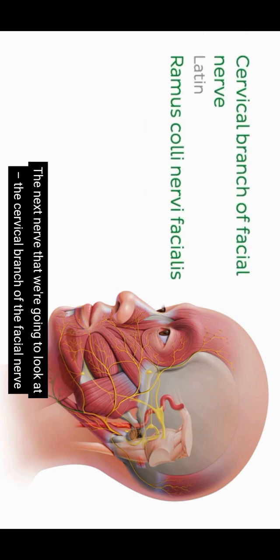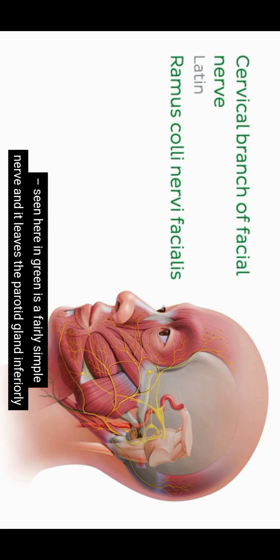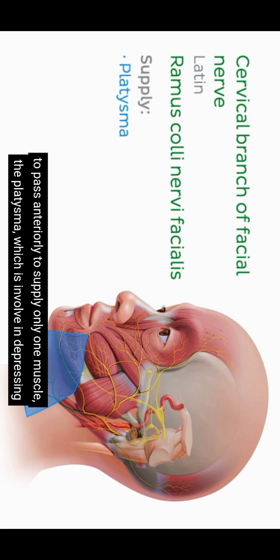The next nerve that we're going to look at, the cervical branch of the facial nerve, seen here in green, is a fairly simple nerve, and it leaves the parotid gland inferiorly to pass anteriorly to supply only one muscle, the platysma, which is involved in depressing the mandible.